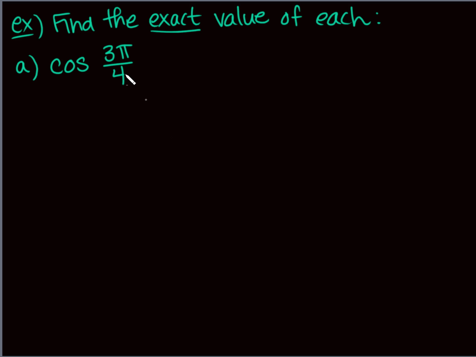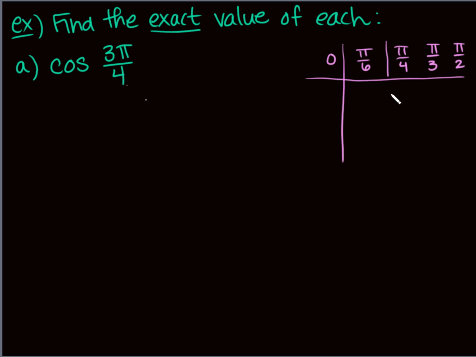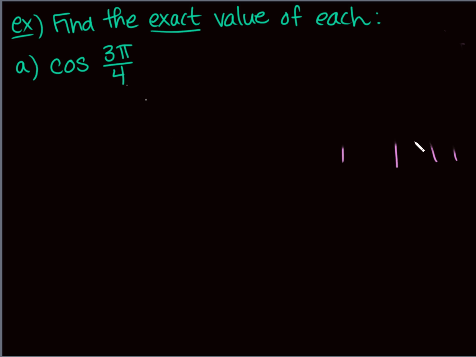What I like to do, and I'm going to make my chart over here, is I make my little chart. So I look at 0, pi over 6, pi over 4, pi over 3, and let's just put pi over 2 because I haven't given myself enough room. And I make my chart, and then I figure this out using my chart. And I want to show you a trick for making your chart. I think I've already shown it to you though.